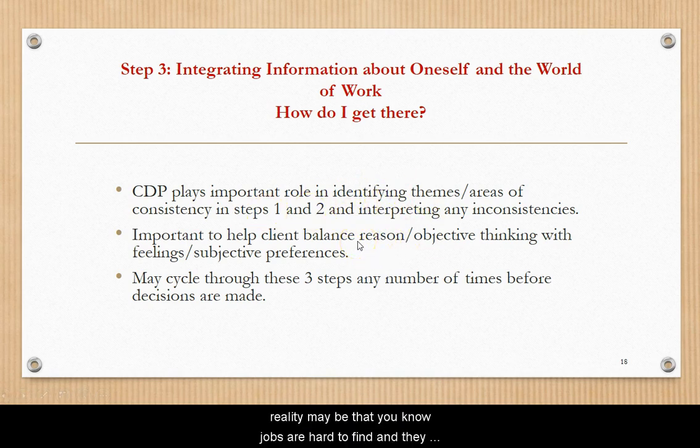A client may be very excited about going into a particular occupation, but the reality may be that jobs are hard to find, and they may not be able to find a full-time job when they graduate, at least not right away. That doesn't necessarily mean they should decide not to pursue that, but at least they're going in with a more realistic and objective view of what they might be facing when they finish their program. So clients may cycle through these 3 steps any number of times before decisions are made. It's not a 1, 2, 3 lockstep process. Clients will often go back and forth before we finally get down to creating an action plan.